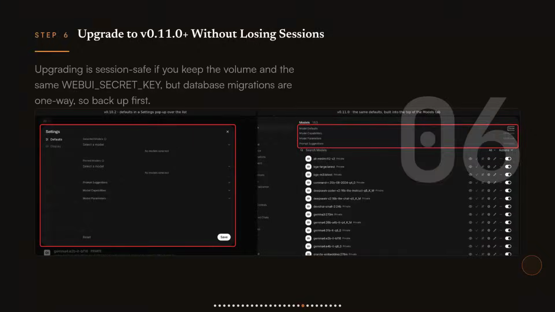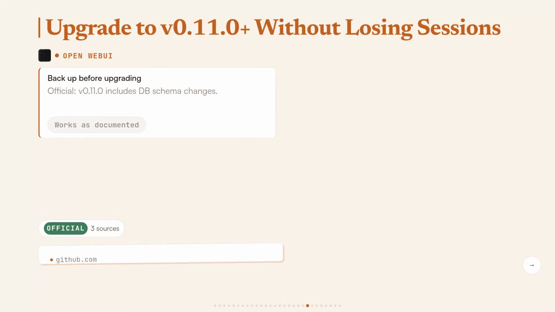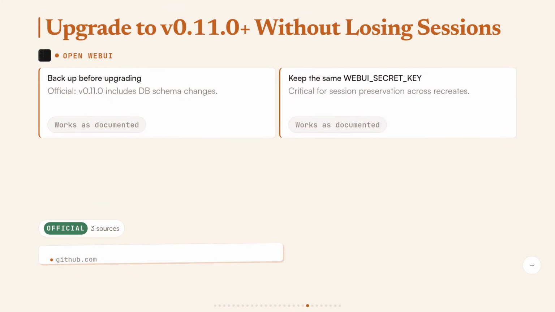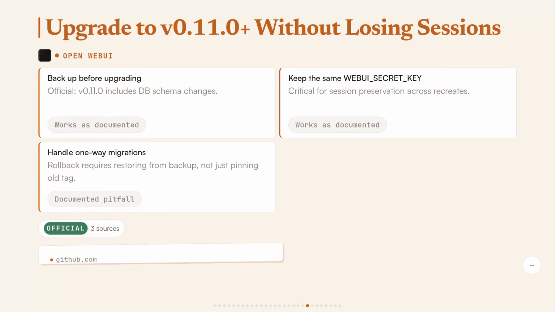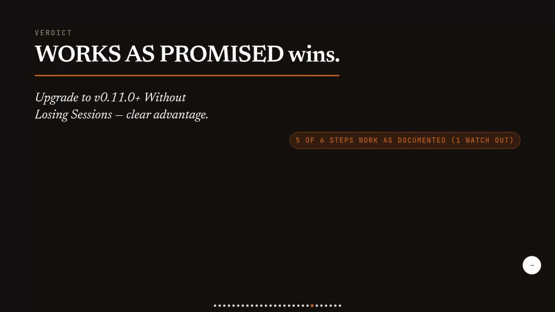Upgrading is session safe according to official docs, as long as you keep the same volume and the same WebUI secret key across the recreate. Version 0.11 shipped with database schema changes, so backup before you upgrade isn't optional, it's mandatory. Rollback is the trap. You can't just pin an older image tag, the migrations only run one direction. If something breaks, you're restoring from backup, not reverting a version number. Open WebUI wins this step because the documented procedure holds up, you just have to follow it in order.